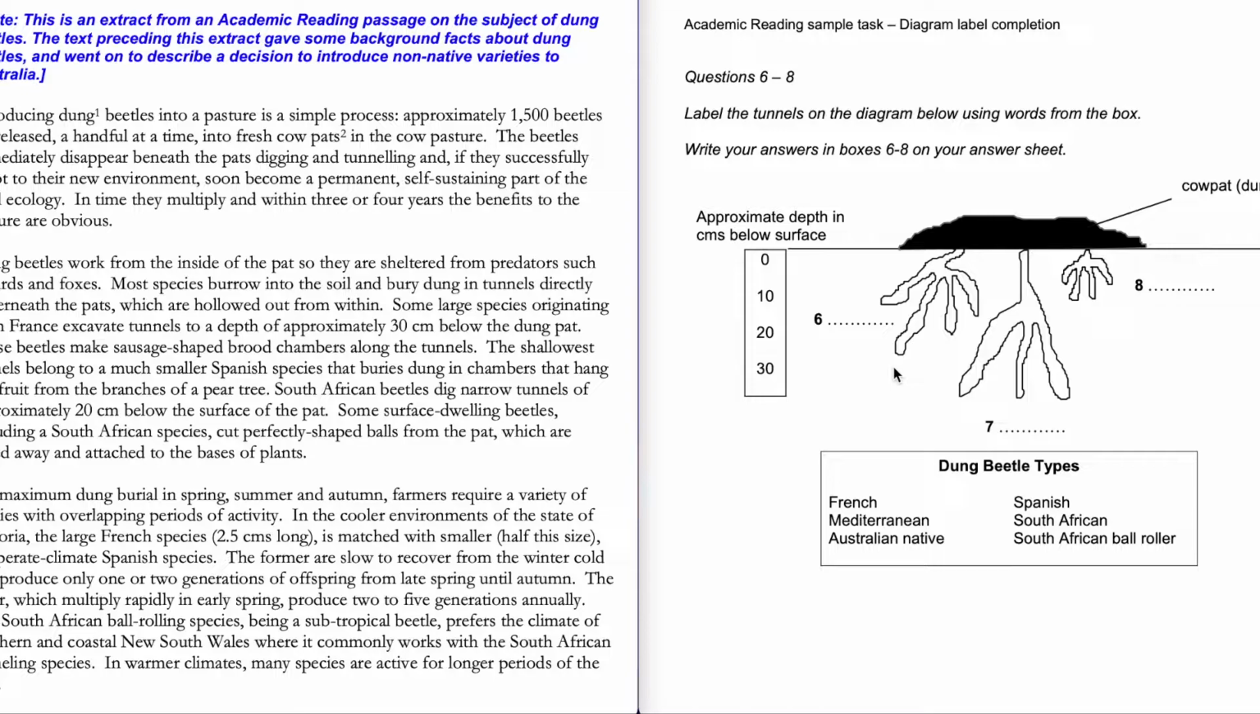Academic reading sample task, diagram label completion. Questions 6 to 8. Label the tunnels on the diagram below using words from the box. Write your answer in the boxes 6 to 8 on your answer sheet. Approximate depths in centimeters below surface from 0 up to 30. And this is called pad dung and the dung beetle type. So this is a box, and from here we have to choose which one is related to which, and just to define the answer to these questions.